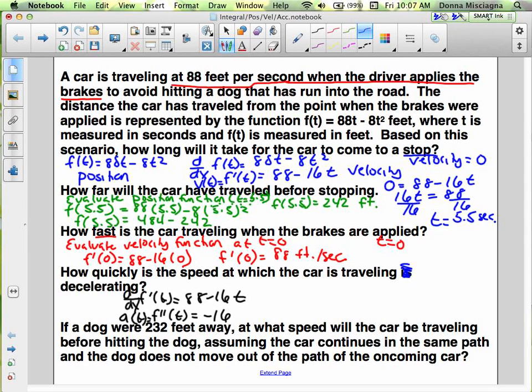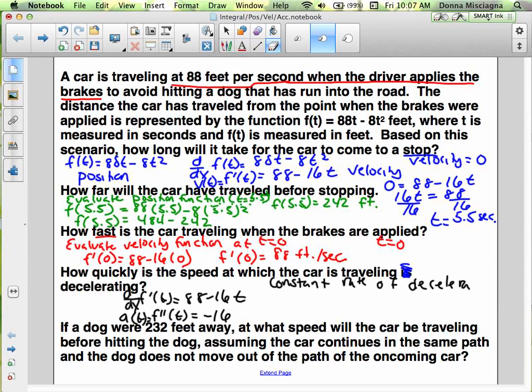And no matter what time it is, we have a constant rate of deceleration here. Regardless of what t is, we have a constant rate of deceleration. It's decelerating because it's negative. It's slowing down. And that constant rate of deceleration is 16 feet per second, or 16 feet per second squared.